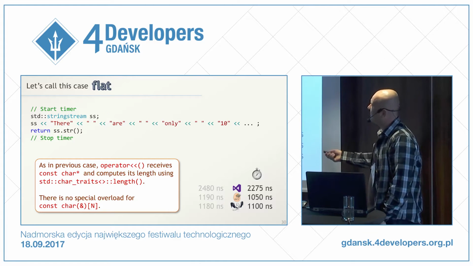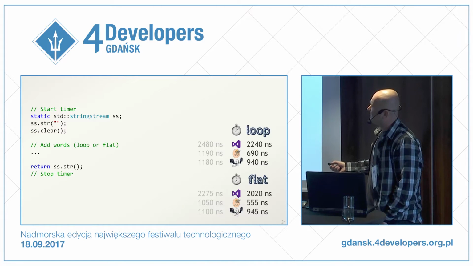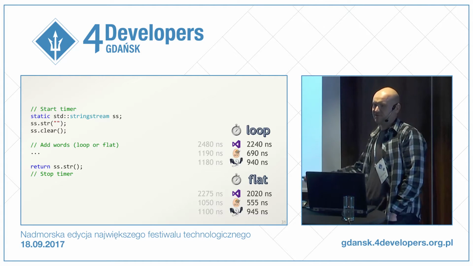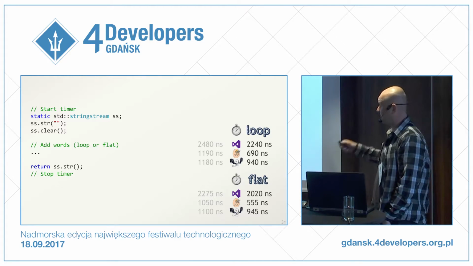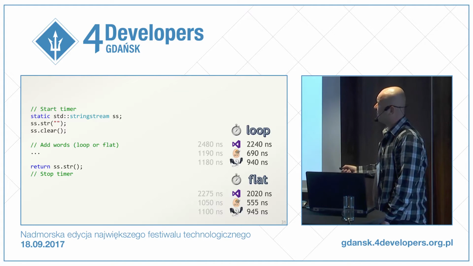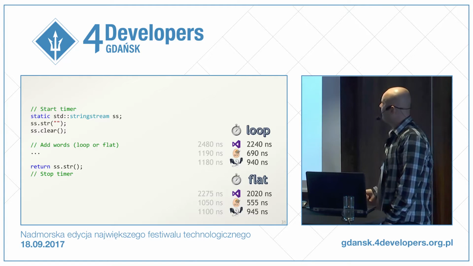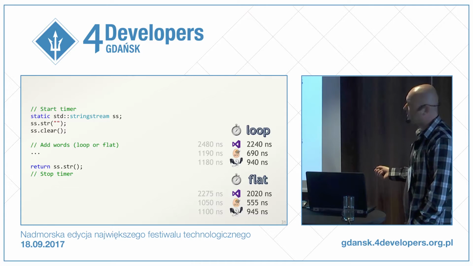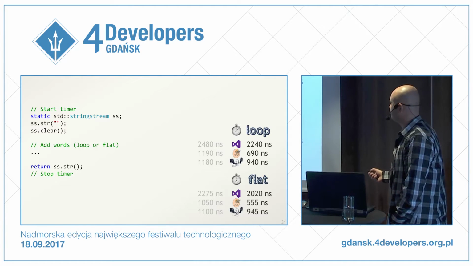Let's try something different, adding static to the string stream and clearing it. That is doing the same as in Java and C# in previous slides, reusing the string stream object. So we added the content in loop or flat models. And those times are partially better, especially in GCC and Clang. Visual Studio did not get it.